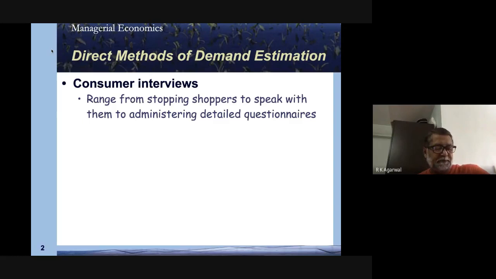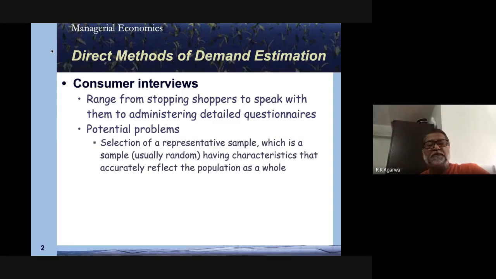Very simple. Of course, the technique is very difficult because we got to know what kind of questions to be included in the questionnaire, then how to ask them, because many potential consumers will simply not be willing to answer your questions. They will ask you rather, why shall I answer your question? So this is one. There are many potential problems, like how do you select a representative sample?